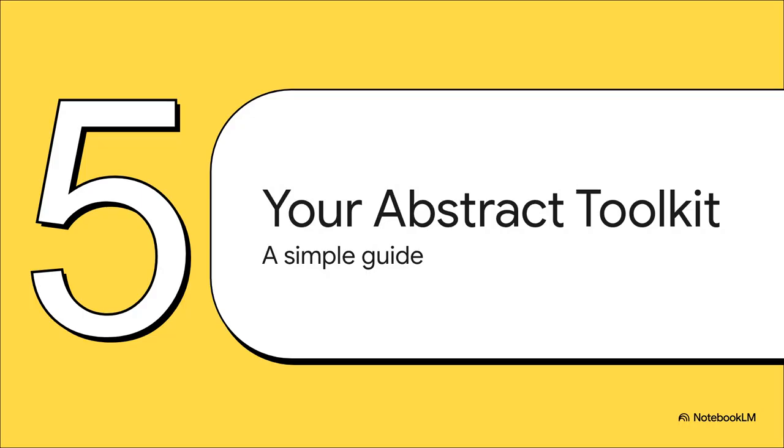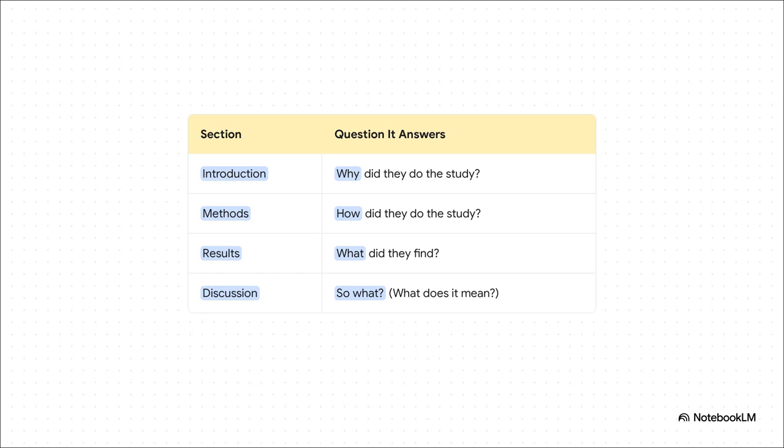So we've broken down one abstract. Now, let's pull all that information together into a simple toolkit that you can use for any abstract you come across in your studies. This table is your toolkit. It's super simple. When you read an abstract, just ask these 4 questions. For the introduction, ask why. For the methods, ask how. For the results, ask what. And for the discussion, ask so what, as in, what does it all mean?